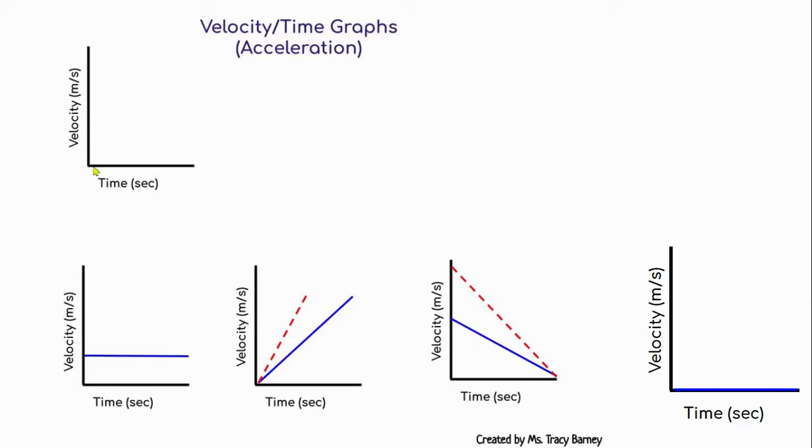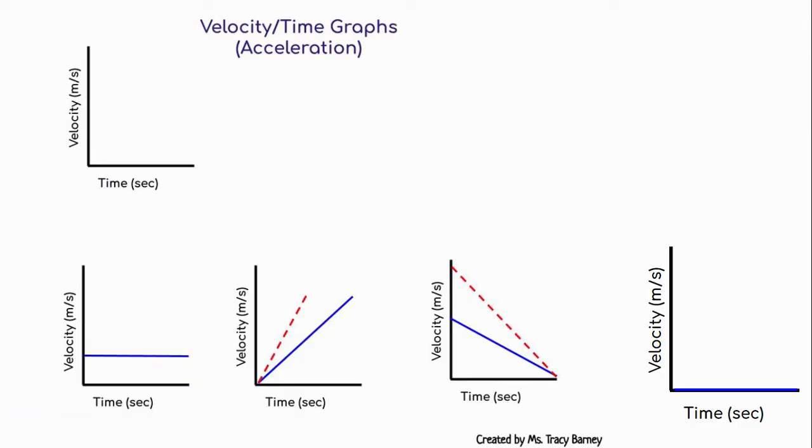So you'll always see your time on the x-axis and your velocity will be on your y-axis. And that could be meters per second, it could be meters per hour, it could be kilometers per hour. Same thing with time. Time could be in hours, minutes. In this scenario, just for purposes of this example, we're going to use meters per second for velocity and seconds for time.